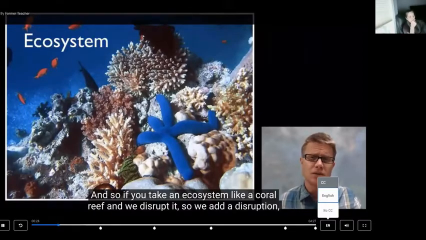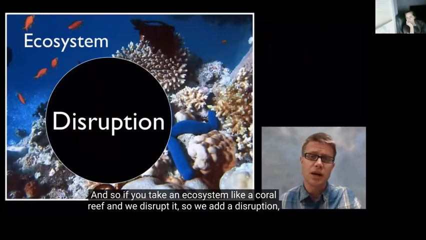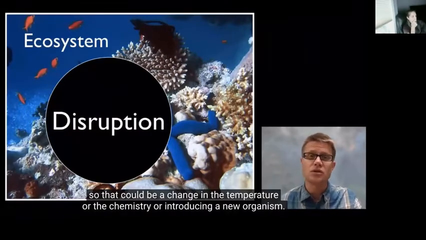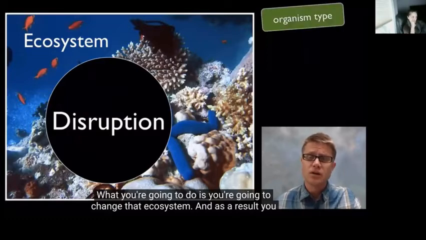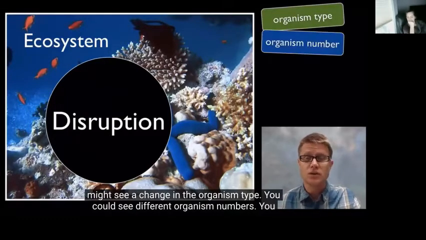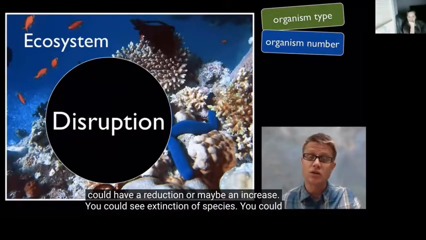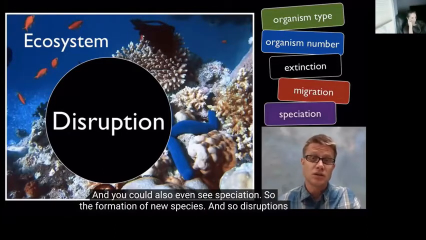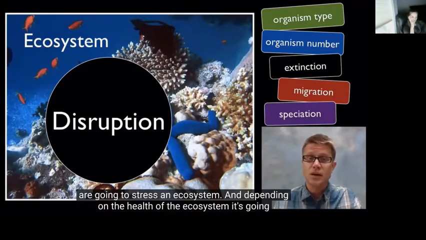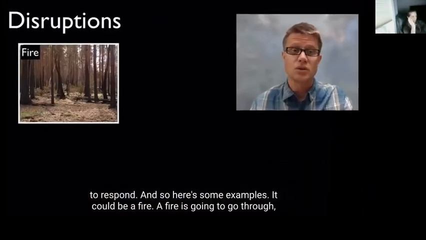And so if you take an ecosystem like a coral reef and we disrupt it, so we add a disruption, so that could be a change in the temperature or the chemistry or introducing a new organism, what you're going to do is you're going to change that ecosystem. And as a result, you might see a change in the organism type. You could see different organism numbers. You could have a reduction or maybe an increase. You could see extinction of species. You could see migration. You could see new organisms coming into the area or organisms leaving. And you could also even see speciation, so the formation of new species. And so disruptions are going to stress an ecosystem. And depending on the health of the ecosystem, it's going to respond.